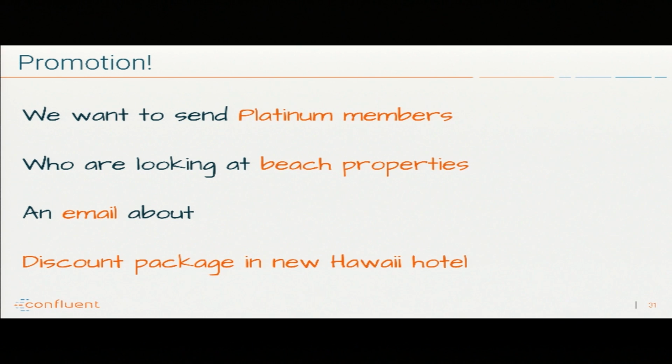Now, let's imagine that we're doing a promotion. Our hotel has a new property that it wants to promote. The way a group in marketing decides to do it is that we'll find all the platinum members, our big customers and big spenders, who are looking at beach properties, and we'll send all of them an email about the discount package in the new Hawaii hotel, hoping that they will decide to take their new vacation in our new Hawaii hotel and not anywhere else. This means that we need data from a bunch of different places and then write data somewhere else.